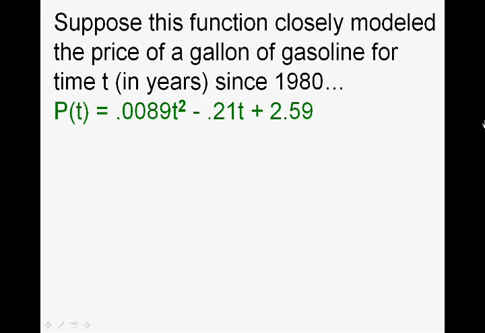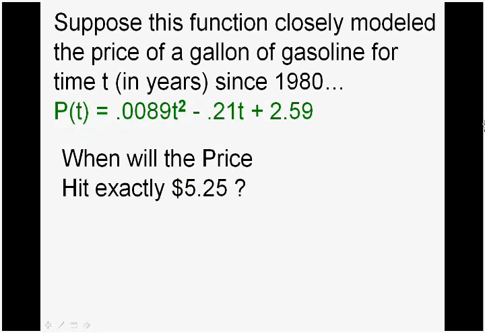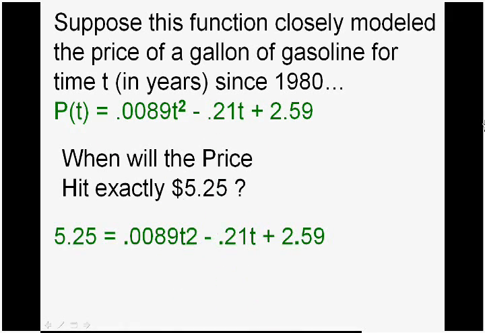The green function here closely models the price of a gallon of gas for time t in years since 1980. Now this is going to be a messy function, as you can see, because it's got decimals all over the place. The question is, when will the price hit exactly $5.25? Well, we're going to have to solve this equation. We're going to put in $5.25 for the price, and we'll have to solve that equation.